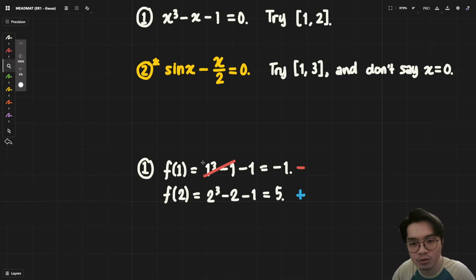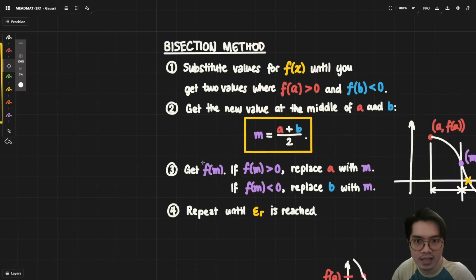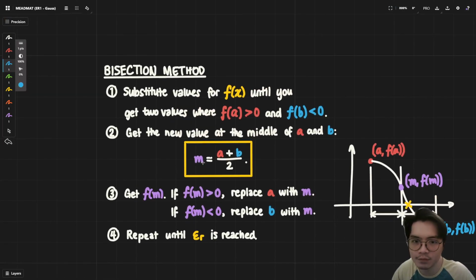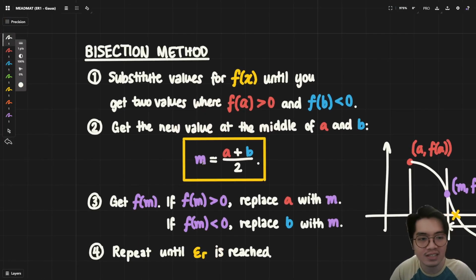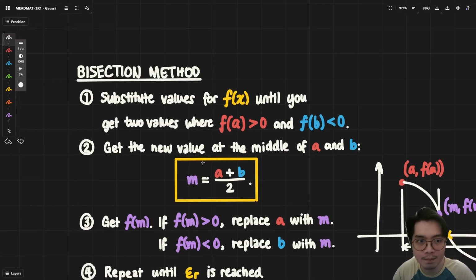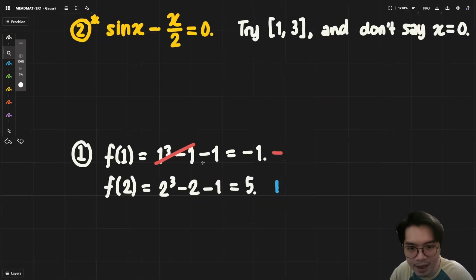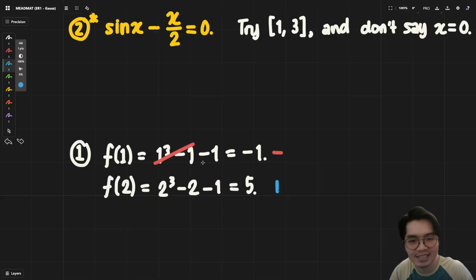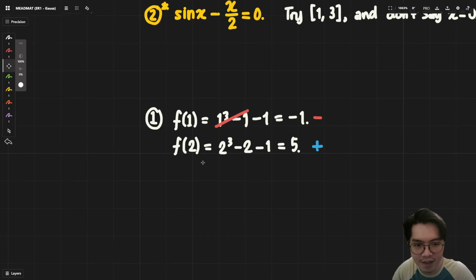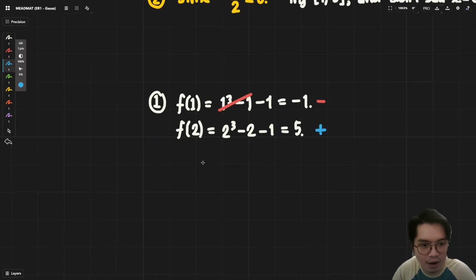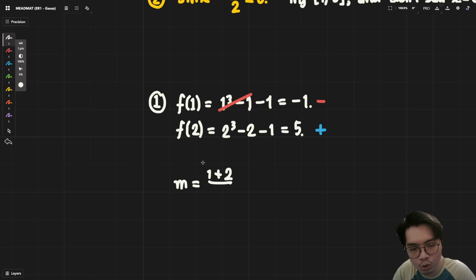Our bracketing method will proceed as follows. Now that you have checked, okay, one is positive, one is negative, what you're going to do is get the new value at the middle of A and B. This is why it's called bisection. So literally, what we're going to do is just average, and we'll keep averaging until we get a satisfactory answer. So now, our next m for midpoint in here is just going to be 1 plus 2 over 2, which of course is going to be 1.5.